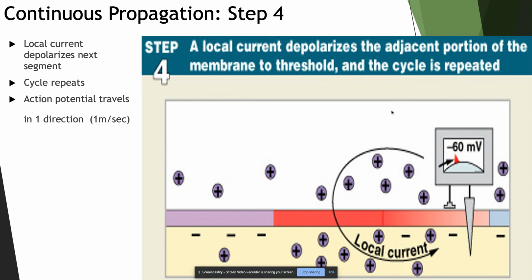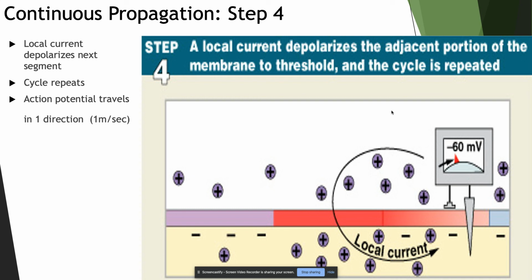In step 4, that local current depolarizes the adjacent portion of the membrane to threshold, and the cycle is then repeated. Each time a local current develops, the action potential moves forward but not backwards, because the previous section of the axon is still in the absolute refractory period. As a result, the action potential always proceeds away from the site of generation and cannot reverse direction.